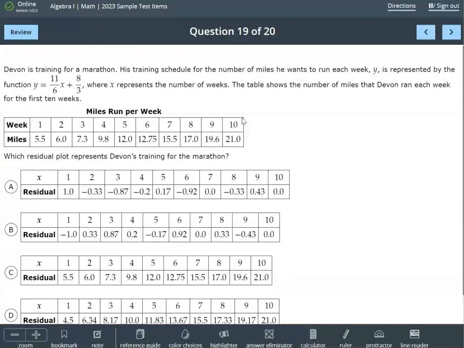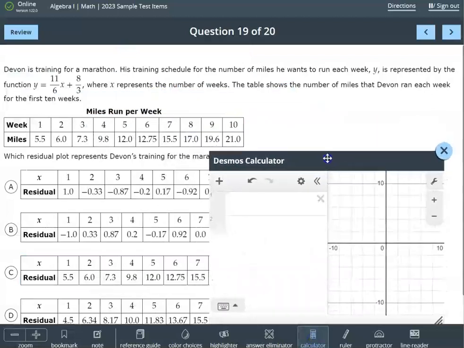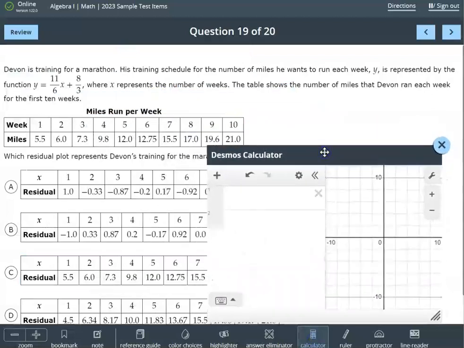The next question we'll look at is question number 19. Devin is training for a marathon. You're given an equation, you're given a table of data, and you're asked to determine which residual plot represents Devin's training for the marathon. Click on the calculator to begin. And what we're going to do is we're going to recreate the table of miles run per week, and we're going to create our own regression equation.